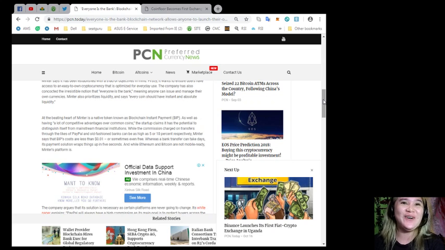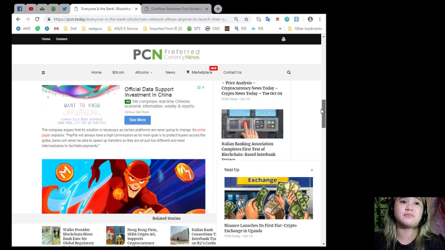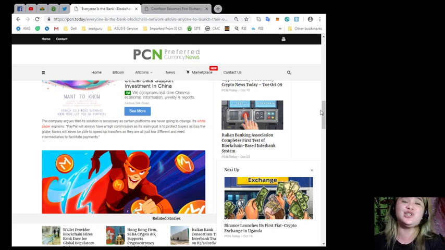Free. Wow. Now, whereas a bank transfer can take days, its payment solution wraps things up in 5 seconds. That fast. And while Ethereum and Bitcoin are not mobile ready, Mintr's platform is. The company argues that its solution is necessary as certain platforms are never going to change. Its white paper explains, PayPal will always have a high commission as its main goal is to protect buyers across the globe. Banks will never be able to speed up transfers as they are all just too different and need intermediaries to facilitate payments.